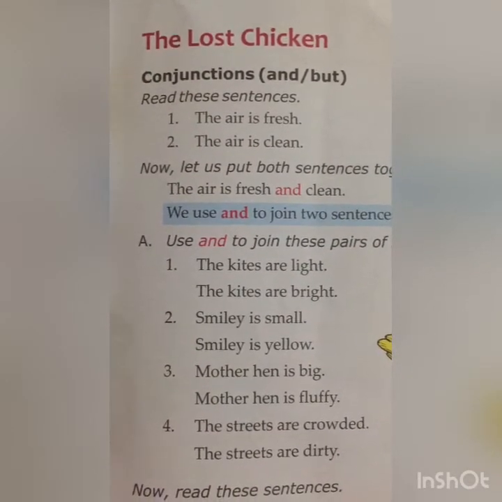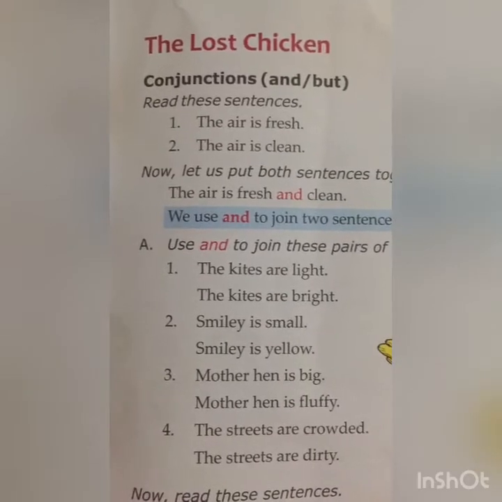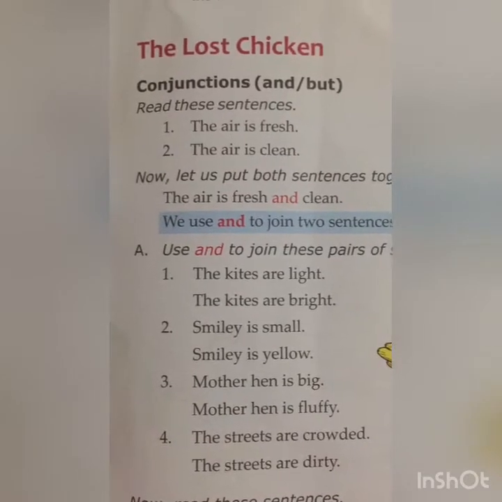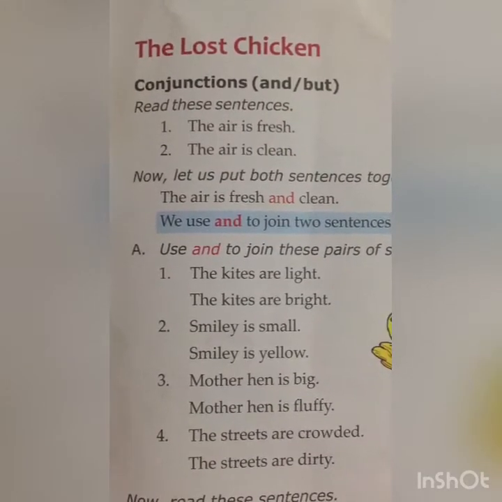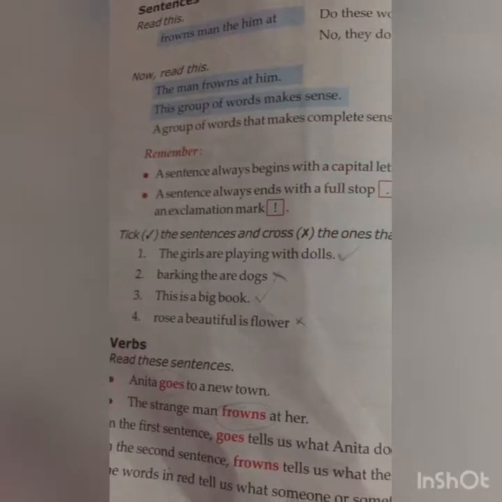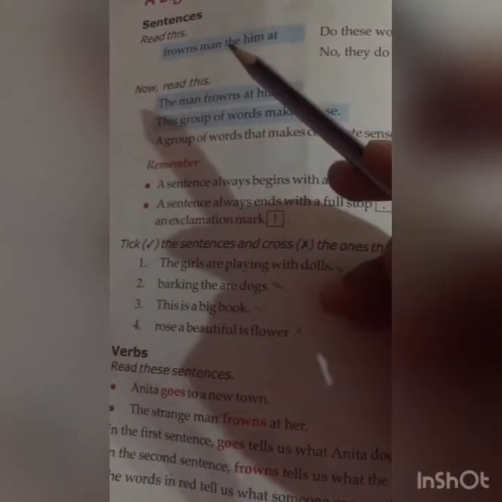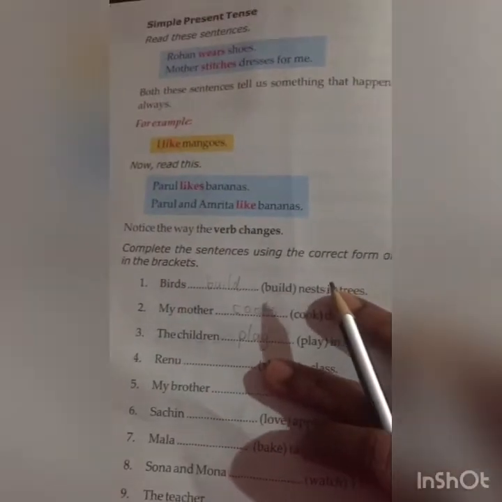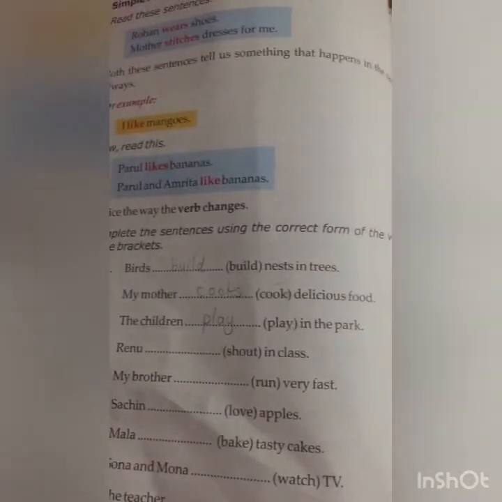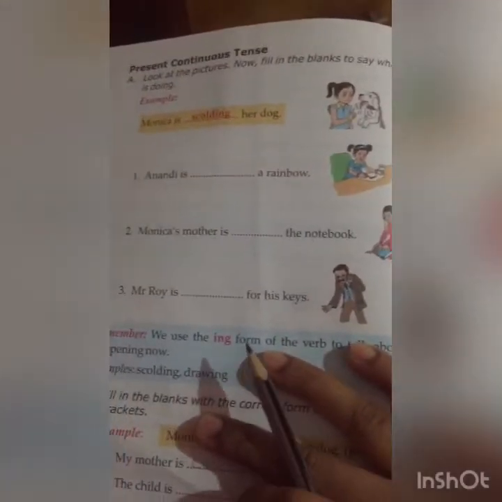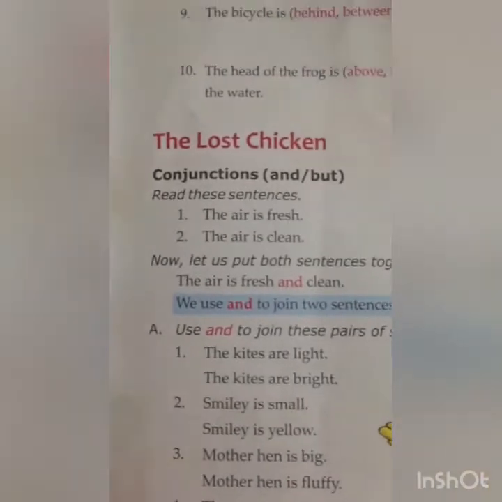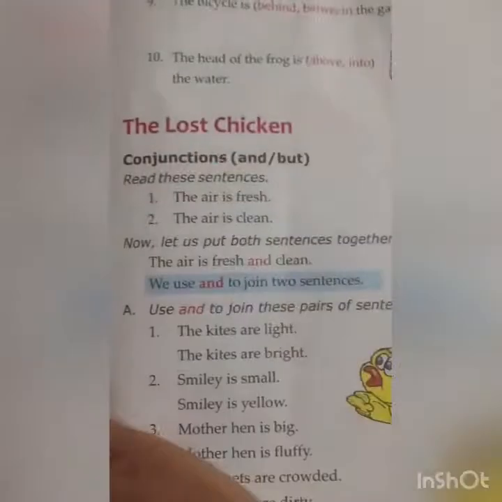Now, today we will continue the exercise section of the previous class, okay? Previous chapter. Now, take your textbook page number 55. We have already learned about sentences, verbs, simple present tense, pronouns, present continuous tense, prepositions, etc. Right? So now we are going to learn about conjunctions.